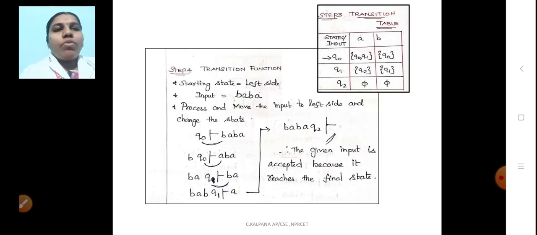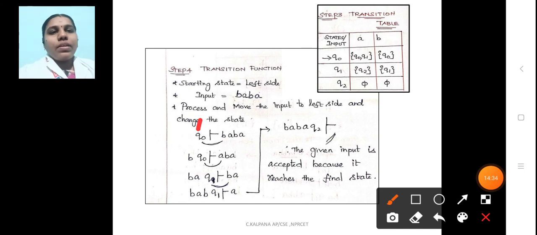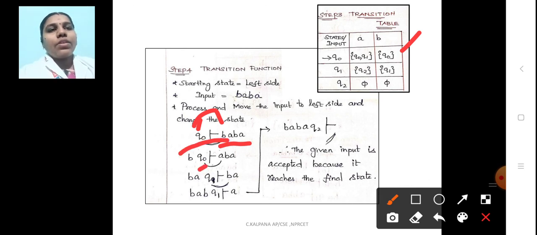Now it's time to check whether the input is accepted or not by using the transition function. Start from the left-hand side. You mention the starting state on the left-hand side. I have given Q0 as the starting state, so I mention Q0 on the left-hand side. The input is represented on the right-hand side. First check Q0 to B. Q0 to B answer is Q0. So first move the input to the right-hand side and then add the state. The answer is Q0.